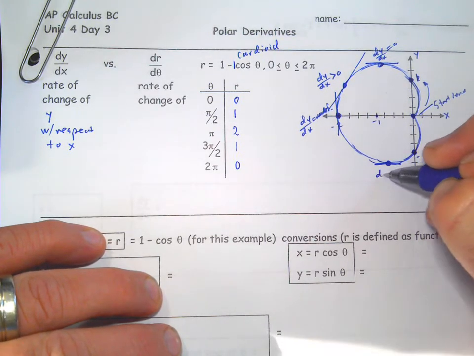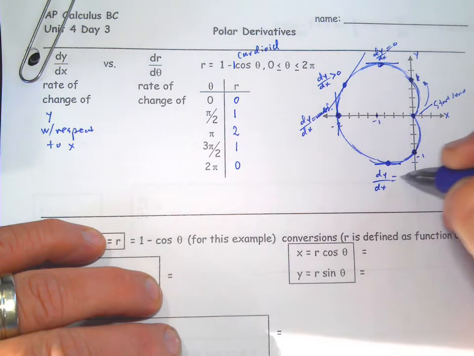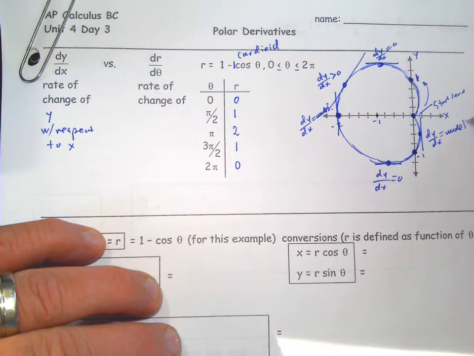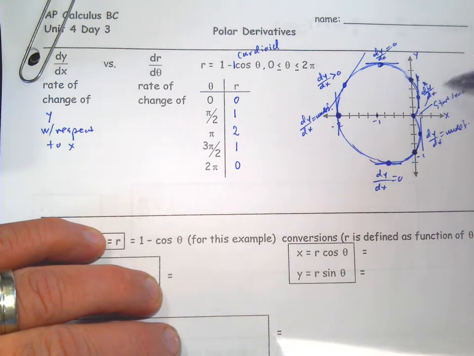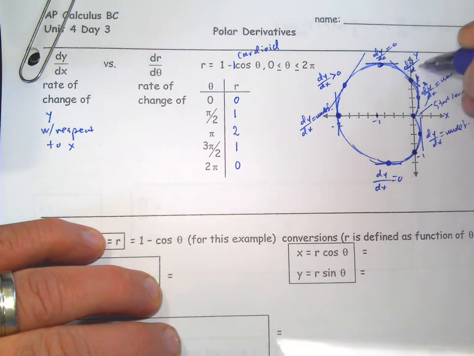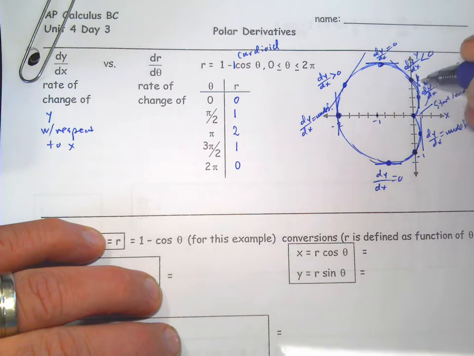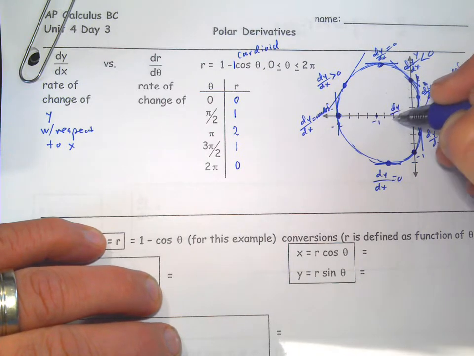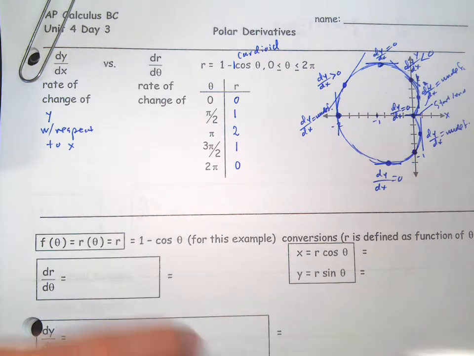We'd have another dy dx equals 0 over here. We'd have another vertical tangent, dy dx equals undefined. Have another one right here, dy dx equals undefined. Now, in this whole chunk right here, dy dx is going to be negative slopes from here to here. Now, right here, I think we'll probably say that dy dx equals 0 at that cusp.